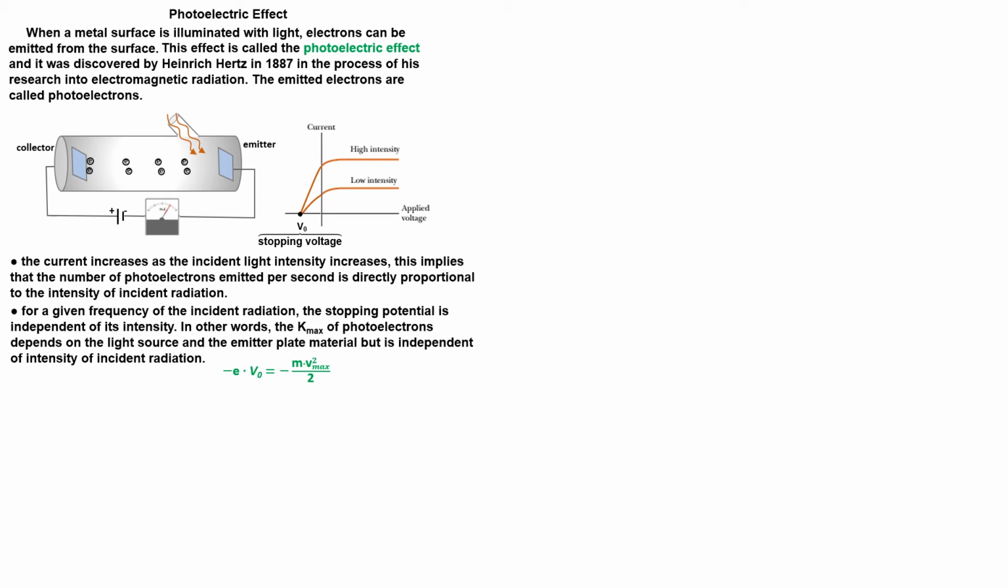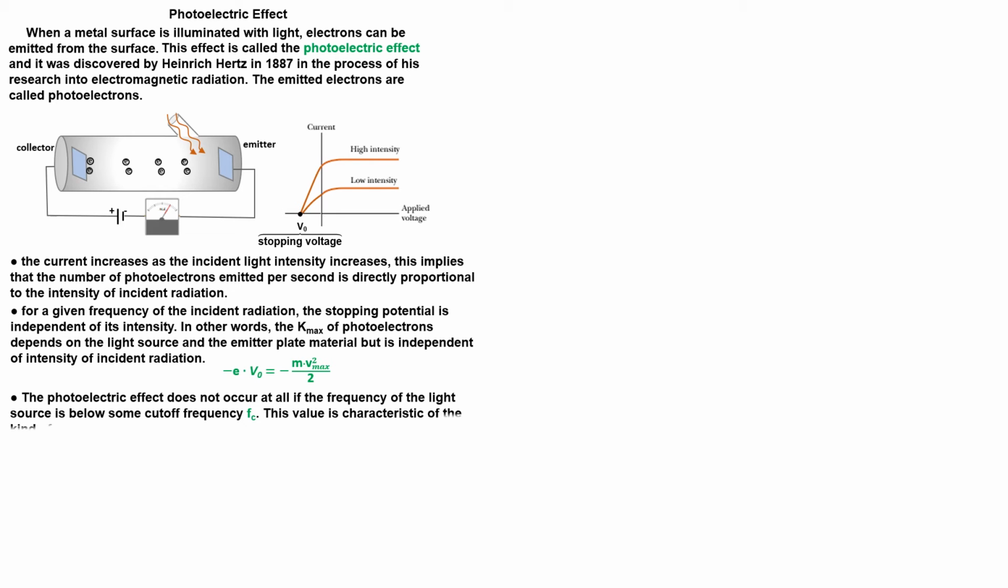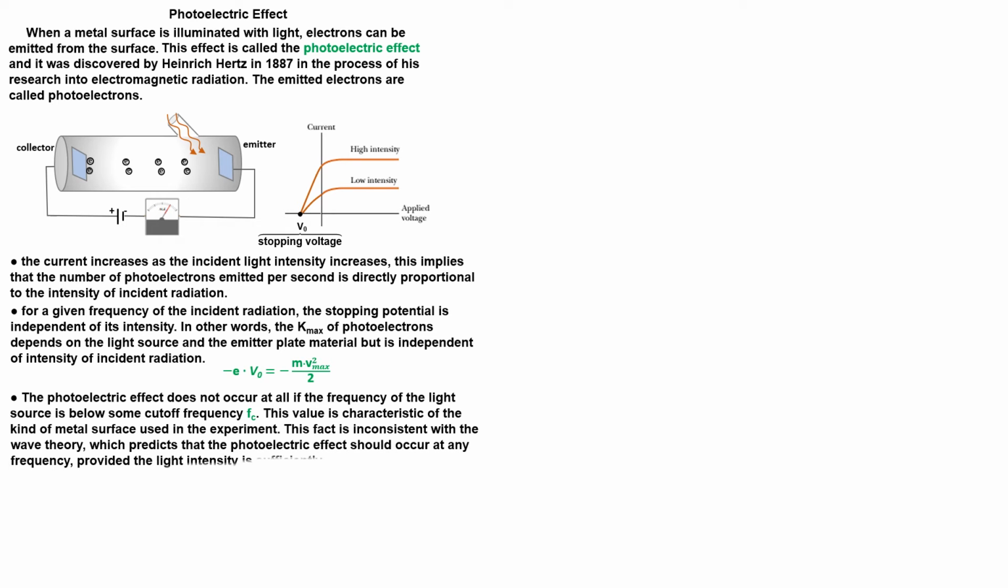Three other features of the photoelectric effect cannot be explained with classical physics. The photoelectric effect does not occur at all if the frequency of the light source is below some cutoff frequency. This value is characteristic of the kind of metal surface used in the experiment. This fact is inconsistent with the wave theory, which predicts that the photoelectric effect should occur at any frequency, provided the light intensity is sufficiently high.